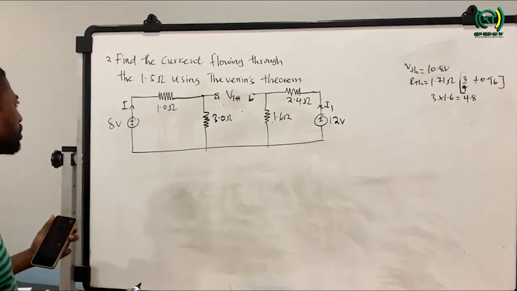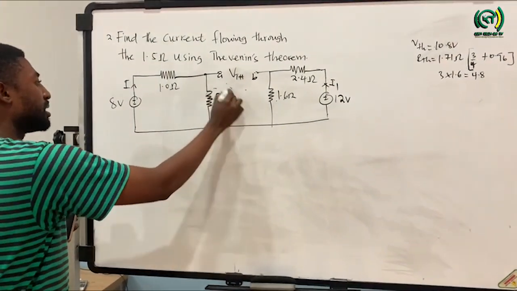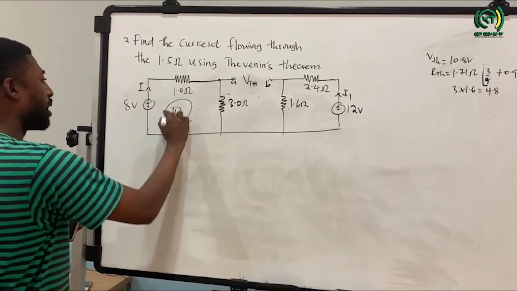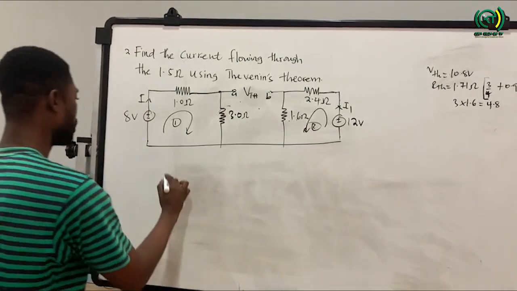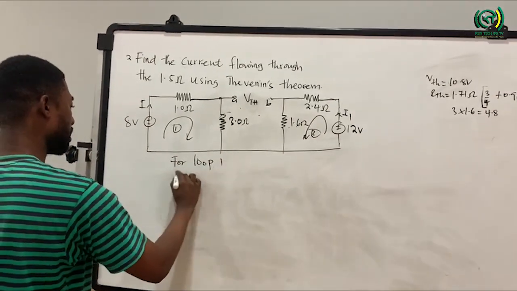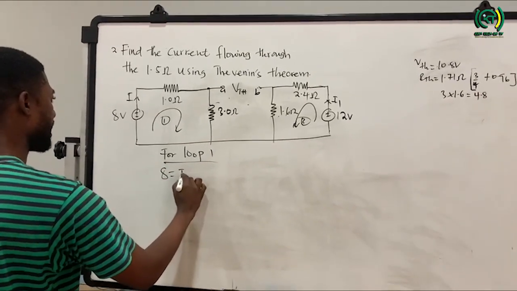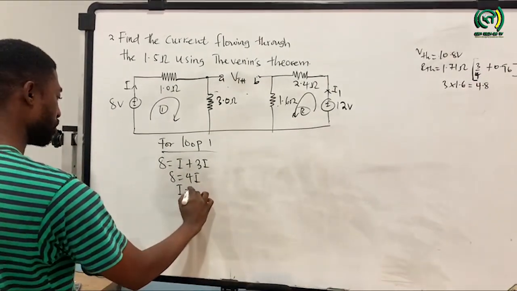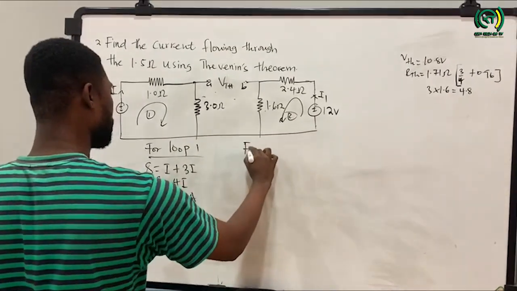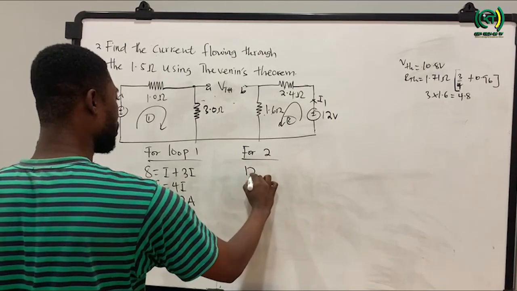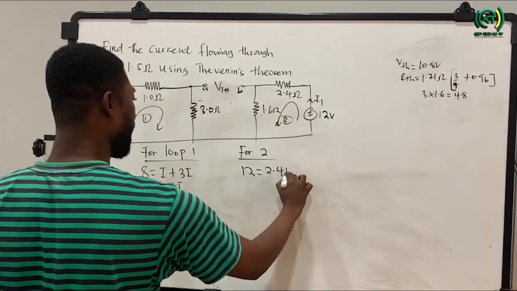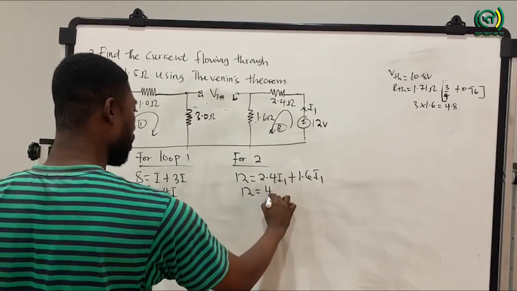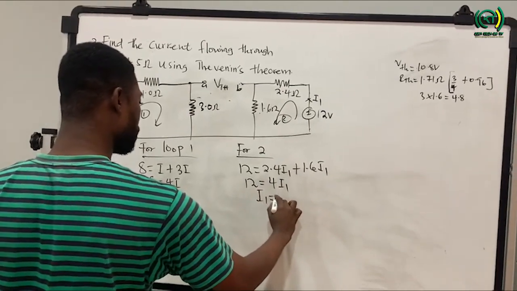So to calculate our VTH, we need to know the current flowing through this 3.0 ohm resistor and 1.6 ohm resistor. So here, I can take this as my loop 1, then this as my loop 2. For loop 1, I'm going to have 8 equal to I plus 3I, and this is 8 equal to 4I. Therefore, my I is equal to 2 amps. Then for loop 2, I'm going to have 12 equal to 2.4I1 plus 1.6I1. And this is 12 equal to 4I1. Therefore, my I1 here will be equal to 3.